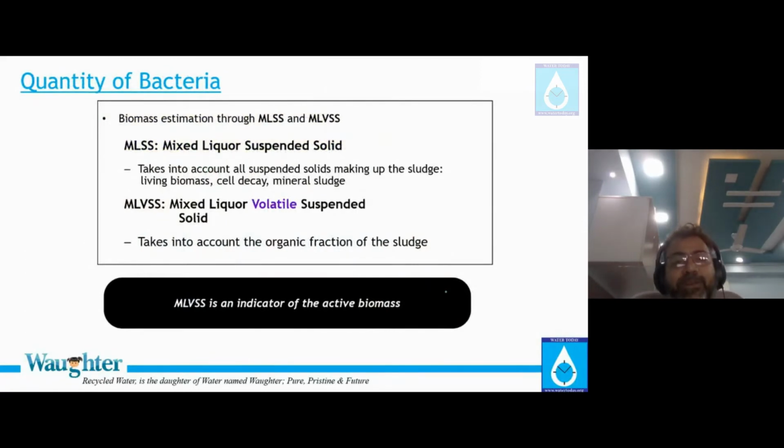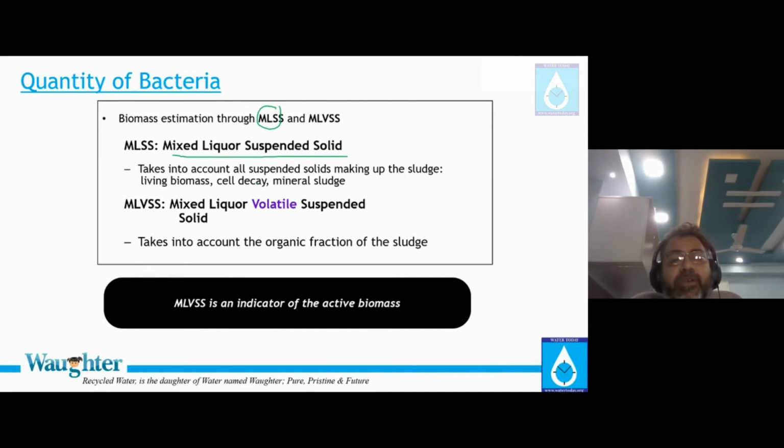Biomass estimation is done through two parameters. One is called MLSS and one is called MLVSS. MLSS stands for mixed liquor suspended solids, which takes into account all the suspended solids making up the sludge: living biomass, cell decay, mineral sludge, whatever kachra is there is known as MLSS. But when you heat up or do ignition on that MLSS, what you will be left with is only inorganics. So what was original minus inorganic becomes what was organic.